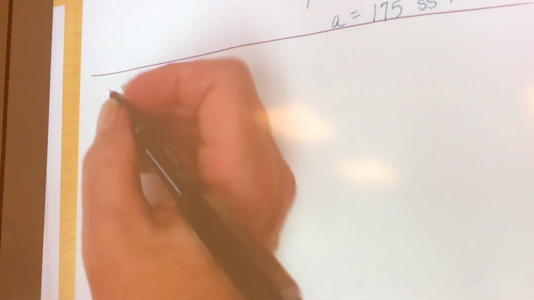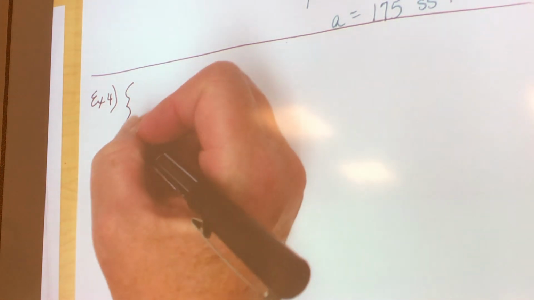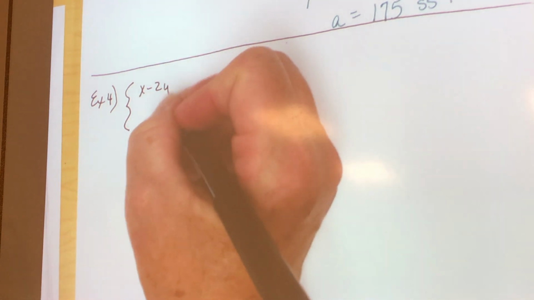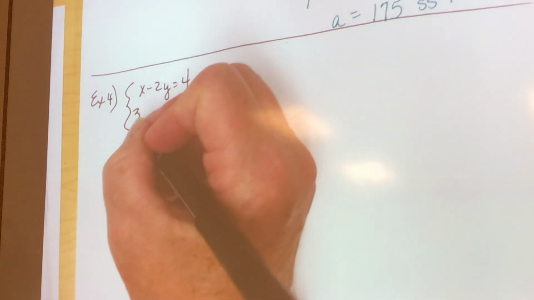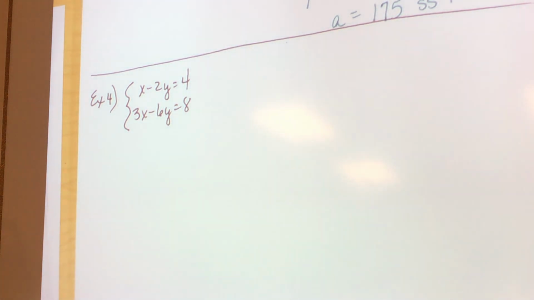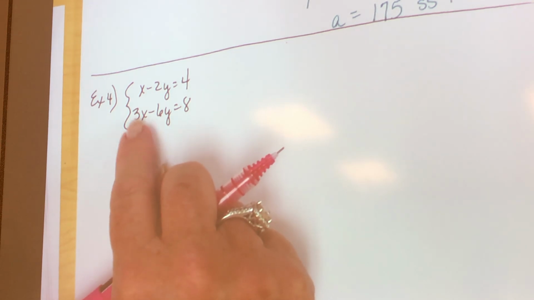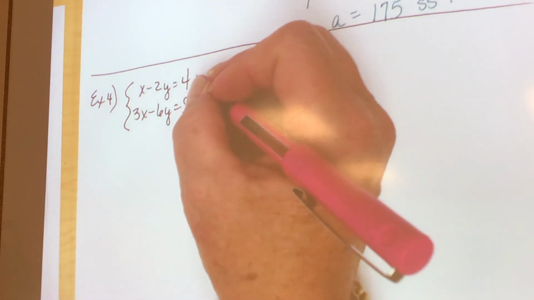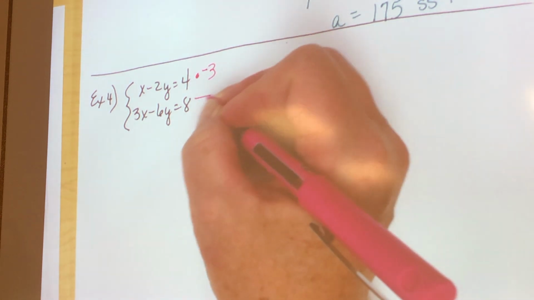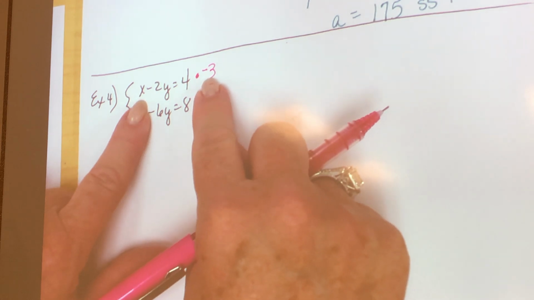Okay, they're both short and fairly easy, but they're kind of weird, so I want to work them for you. All right, so example 4. This is my system. X minus 2y equals 4, and 3x minus 6y equals 8. Okay, I like elimination. I don't like substitution. So I'm going to multiply this guy by -3 to get rid of these x's. This guy, I'm just writing him down. Okay, so when I multiply by -3, tell me what I get.